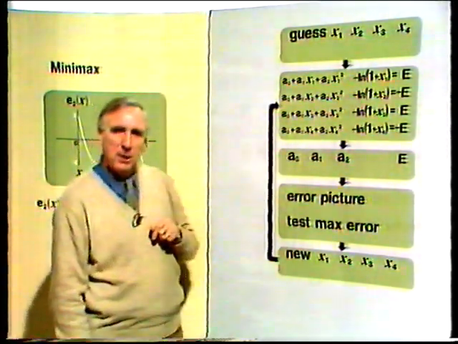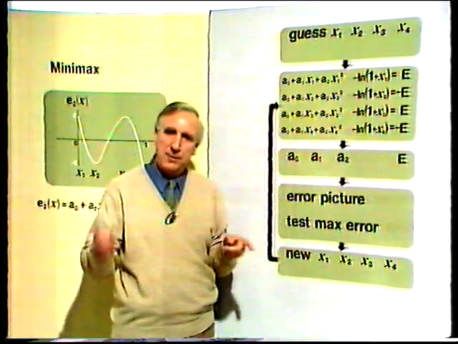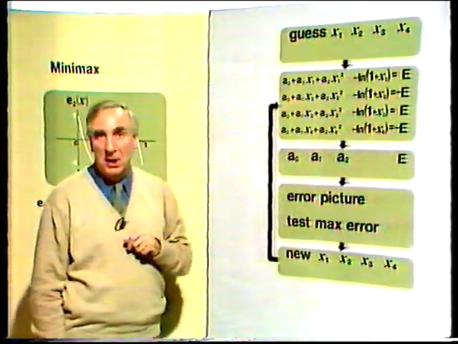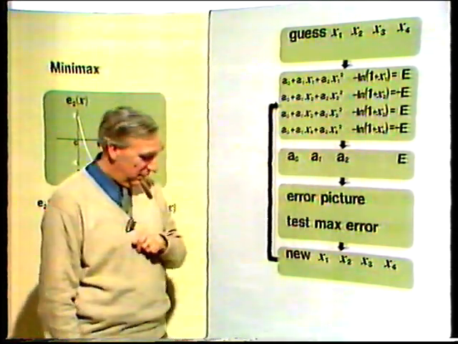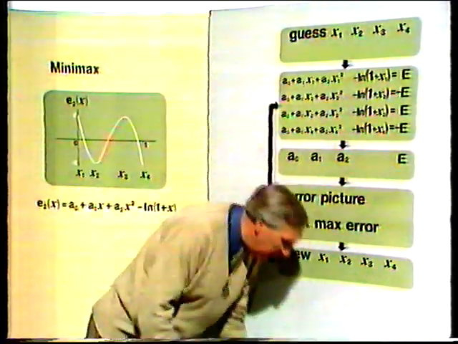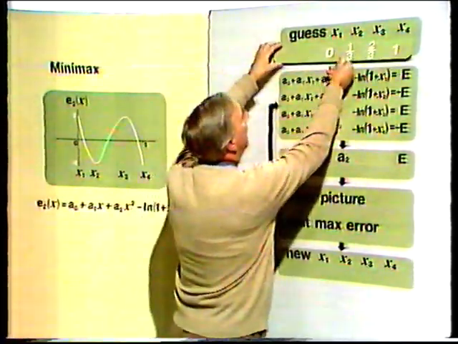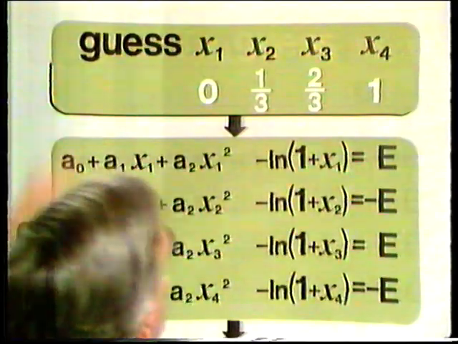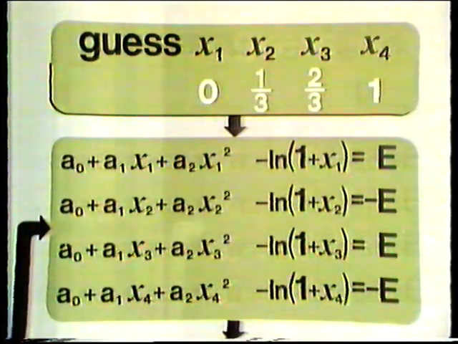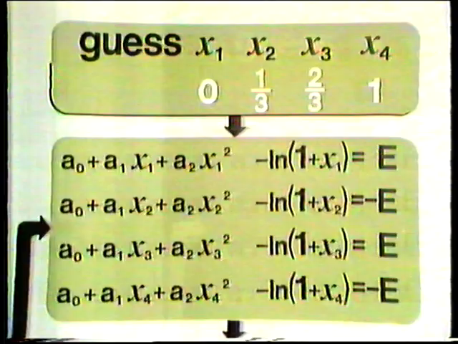Well, from what we've just heard, we would expect that the extreme points are points of maximum error, and we might just as well take the other points at equal intervals. So let's start off with these points, 0, 1/3, 2/3 and 1, and let's put these in here and solve the linear equations for the a's and the e.